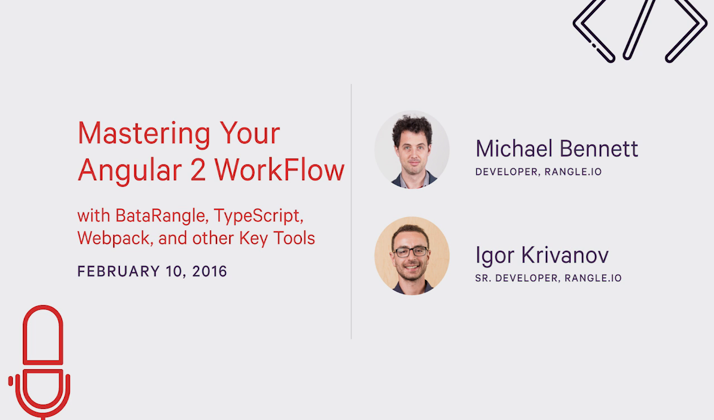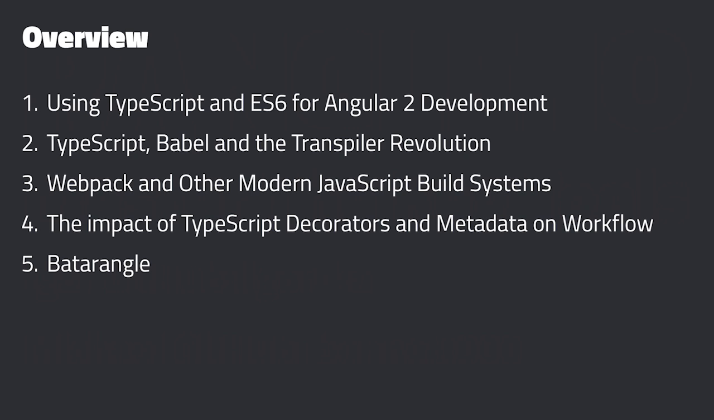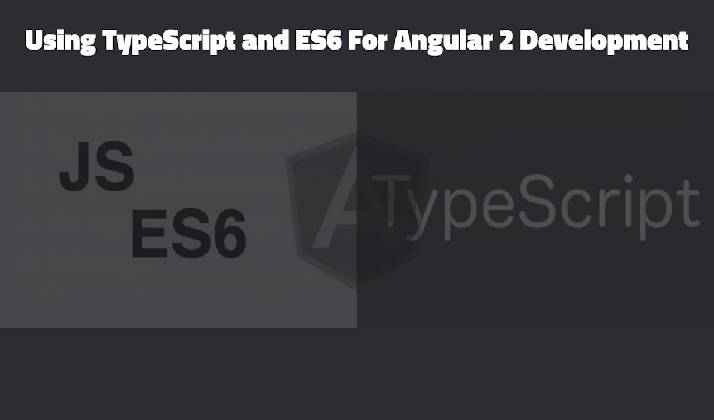So some of the key tools that you'll need to be successful with Angular 2 are using TypeScript and ECMAScript 6 for Angular 2 development, transpilation using TypeScript, Babel or other modern technologies, and then build tools like Webpack and other build systems. And we're going to talk about how that's affected our workflow. And then finally, we have a special talk about Batarangle, which is something we've been working on with Google for debugging Angular 2. So it's all very exciting. So first off, we'll just get into using TypeScript and ECMAScript 6 for Angular 2 development.